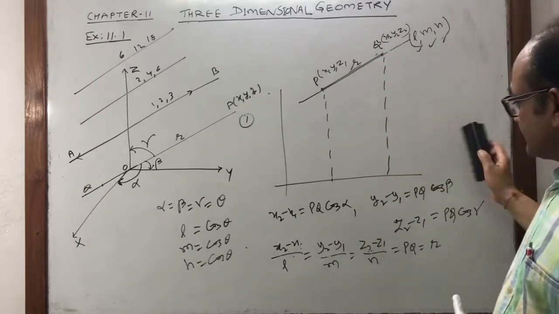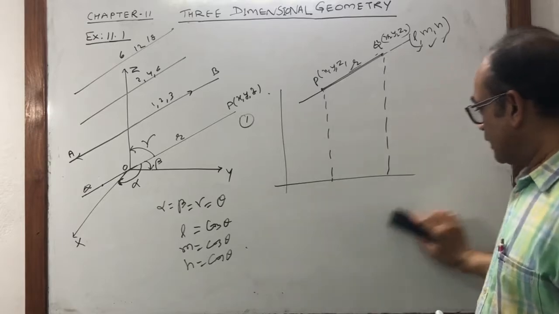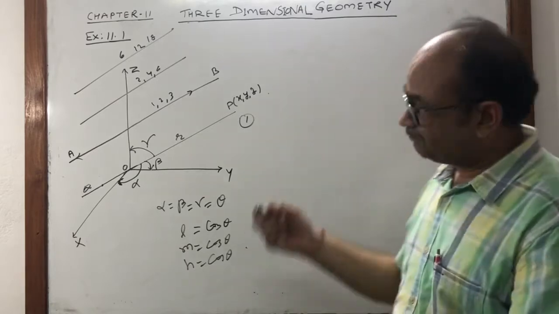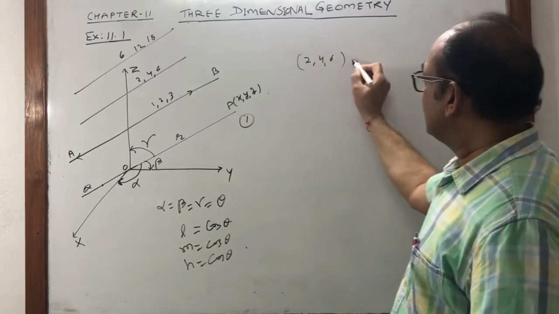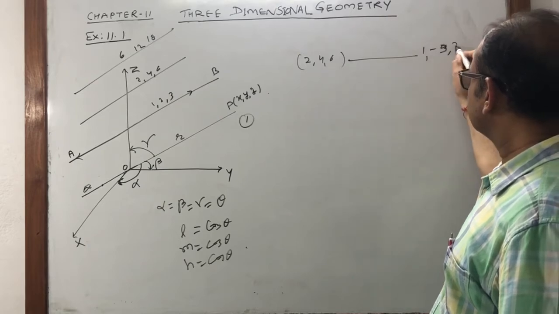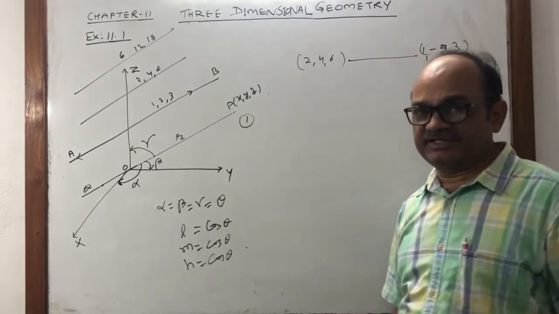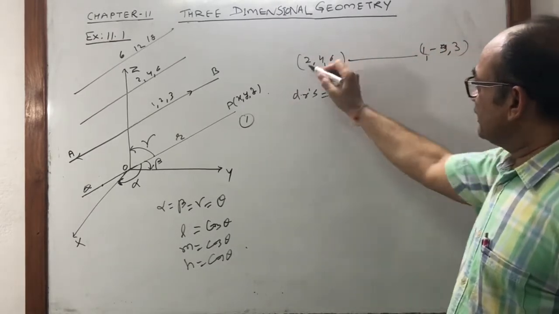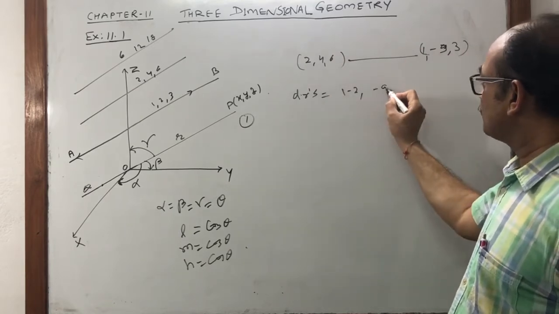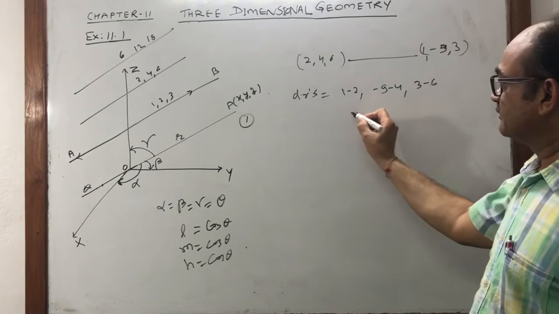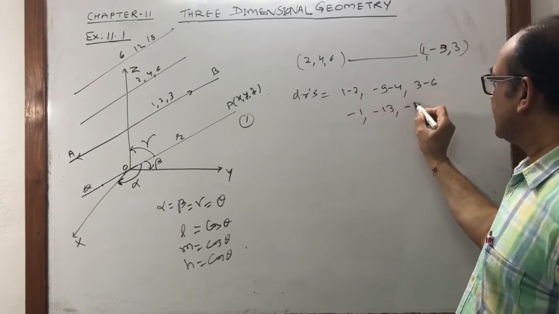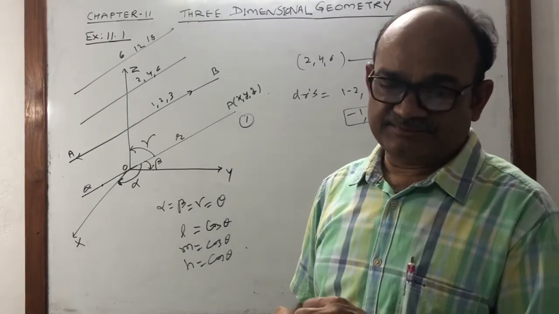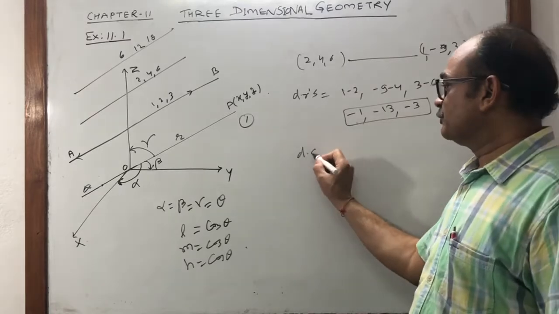Now the next point is, if you have the coordinates, how we calculate DCs and DRs both. For example, say question 2, 4, 6 and 1, minus 9, 3. We want to calculate first DRs and then DCs. So first we start with the DRs: 1 minus 2, minus 9 minus 4 and 3 minus 6. It means minus 1, minus 13 and minus 3 are the DRs, and DRs are always denoted by small a, b, c.